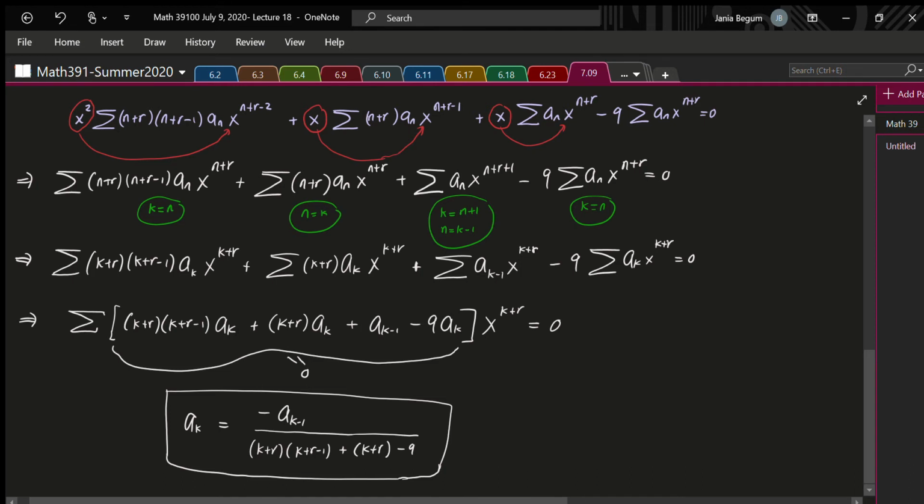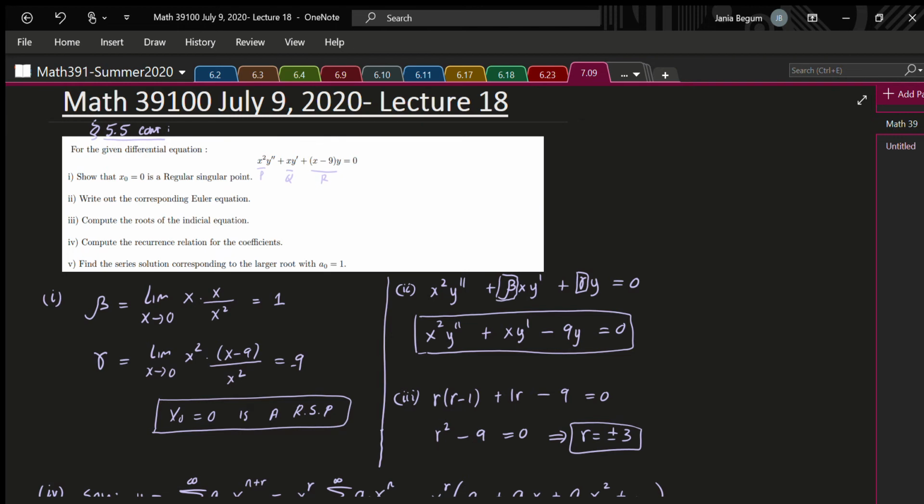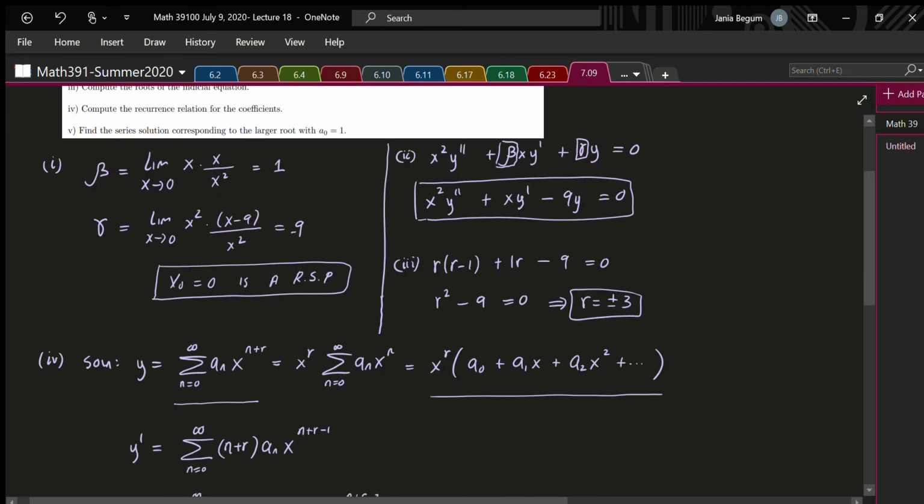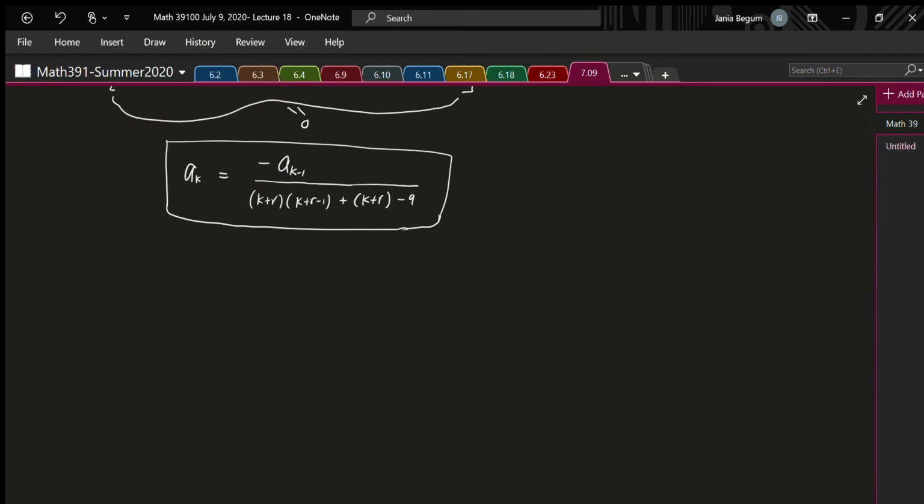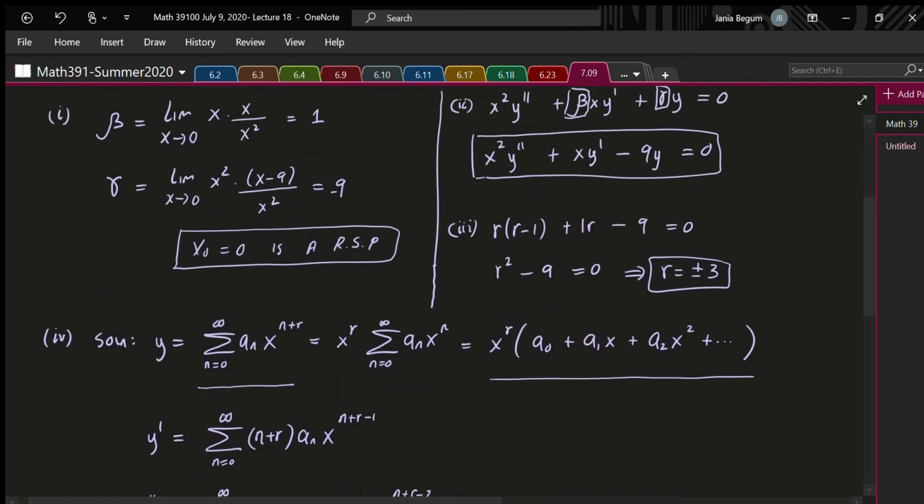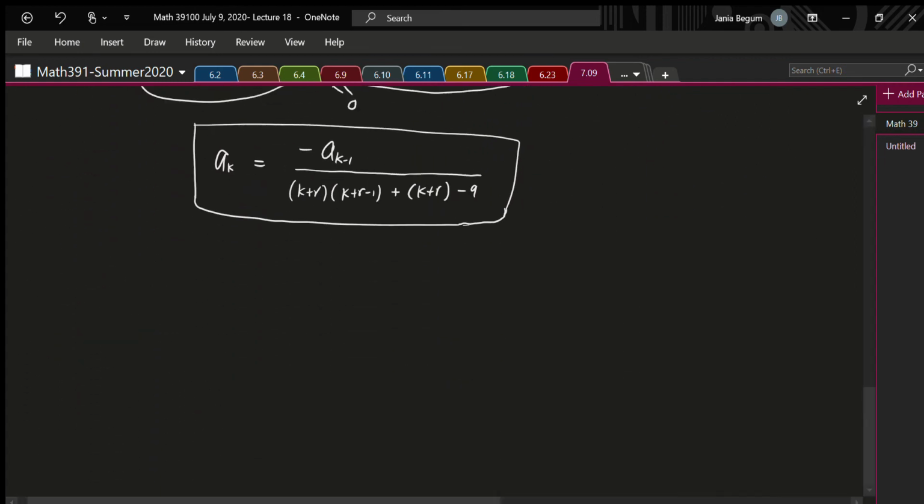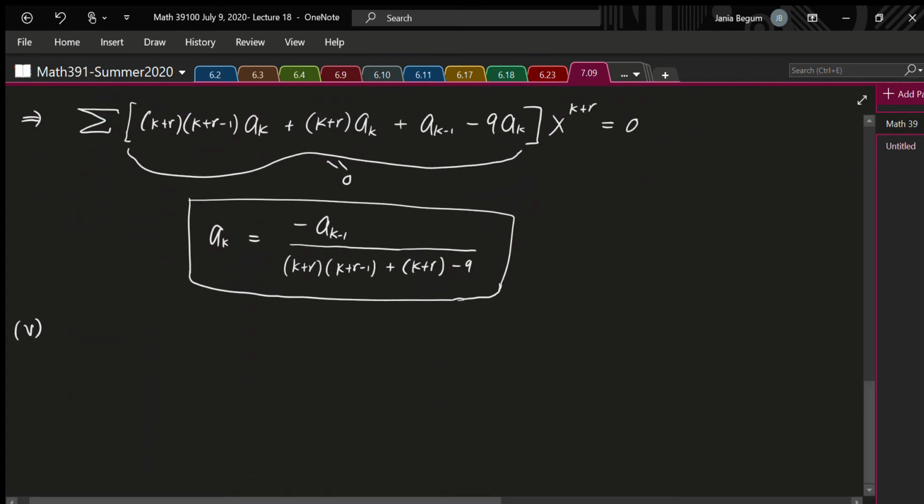So since we have the recurrence relation, now we want to find at least one solution, right? We want to find one solution that corresponds to the larger root, using a0 as 1. Okay, so that would simplify the answer a little bit more. So for part 5, find the series solution corresponding to the larger root with a0 as 1. So for the larger root, what is the larger root for this question? So we have r equals 3 and negative 3, the larger root will be 3. So for part 5, r equals 3, this is the larger root.